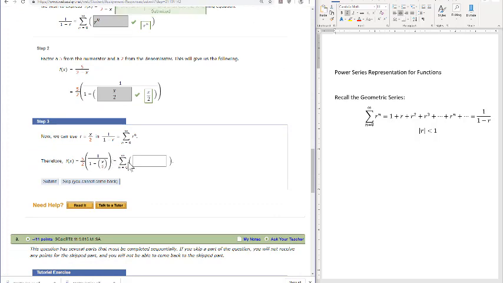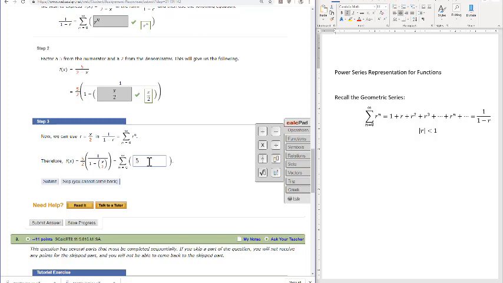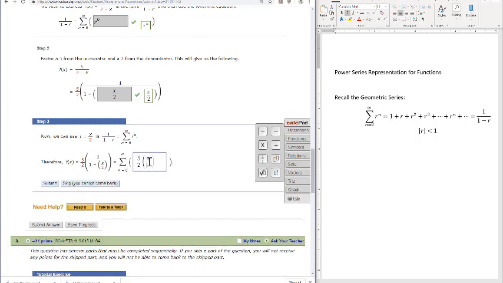Now that we have that, we know that our series is going to be 5 halves times the r value raised to the nth power, where r is equal to x over 2. So we can put a 5 halves here, and then an x divided by 2, and we'll raise that to the nth power as our geometric series.